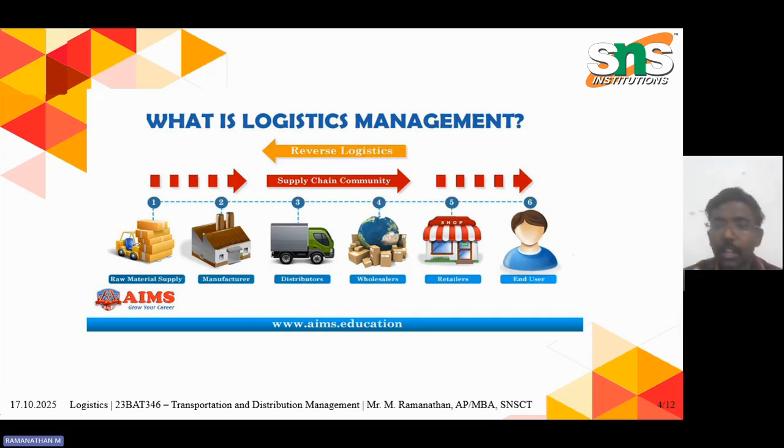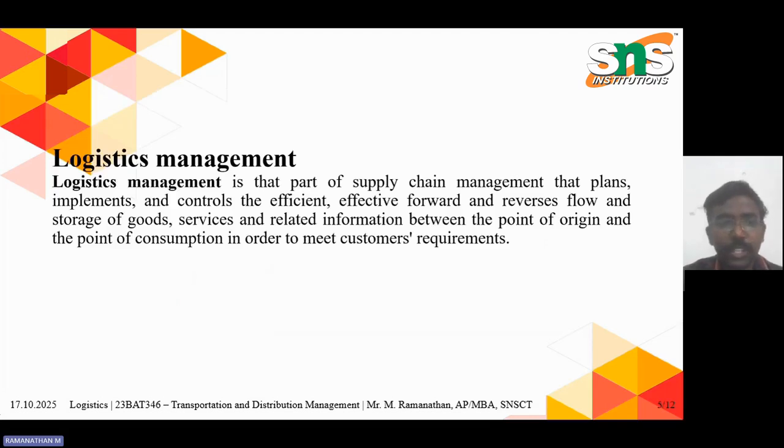So just understand, from the supplier till the finished good reaches the end customer, we will call it supply chain management. Transferring raw material from one place to another, we will call logistics. That's it. That's what I have mentioned over here. Logistics management is part of supply chain management.